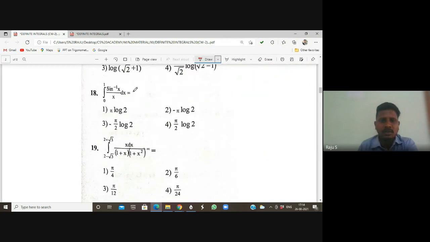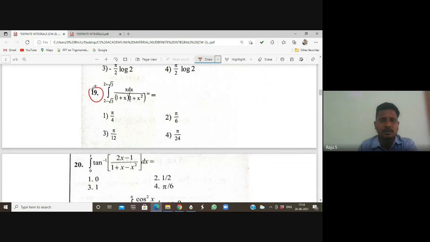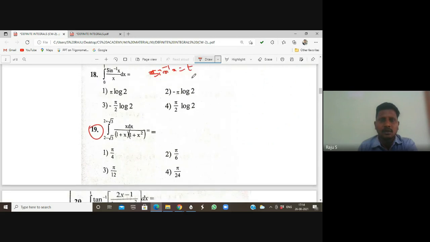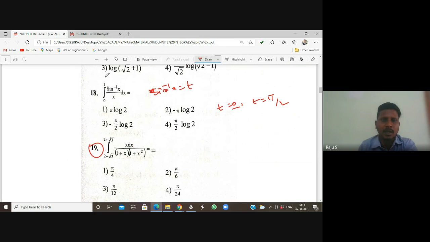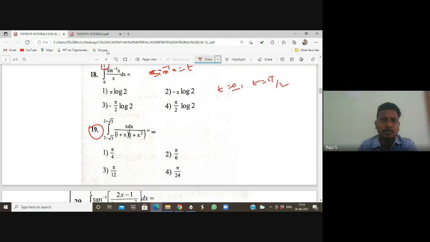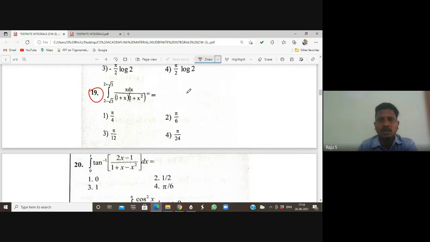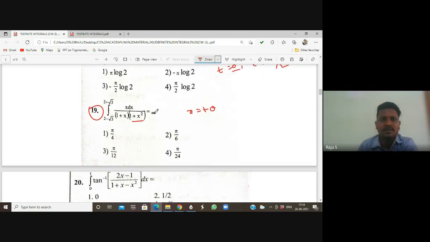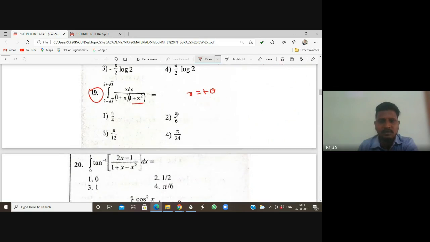This kind of question we have already done. Take sine inverse x as t. That is easy only. Sine inverse x is equal to t, then substitute the upper and lower limits. For the limits, the lower limit will give 0 and the upper limit will give pi by 2. That's all, you can do it. Very easy. Here, what to do? x is equal to tan theta, because 1 plus x square is there. This you can also try, students. Easy questions are what I'm giving you. Even if you get any doubts, I'll explain in the next class.